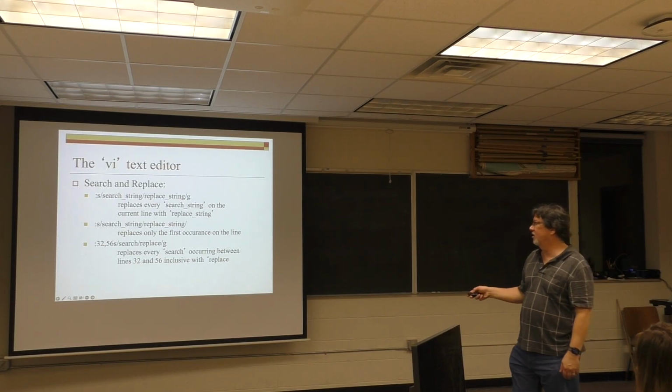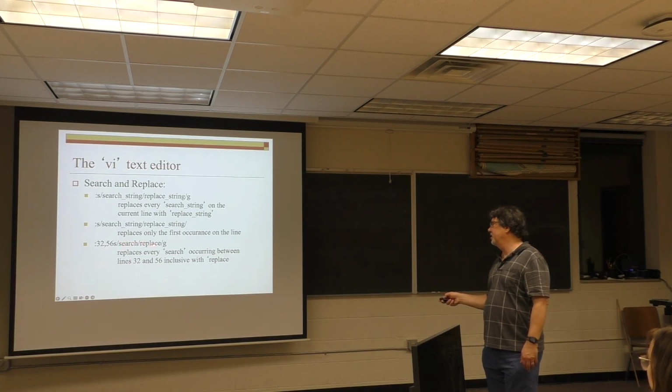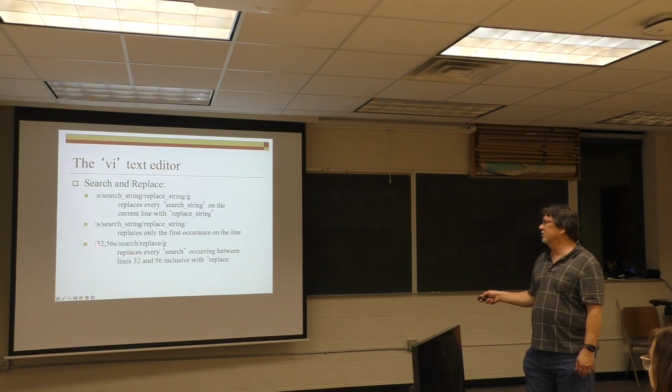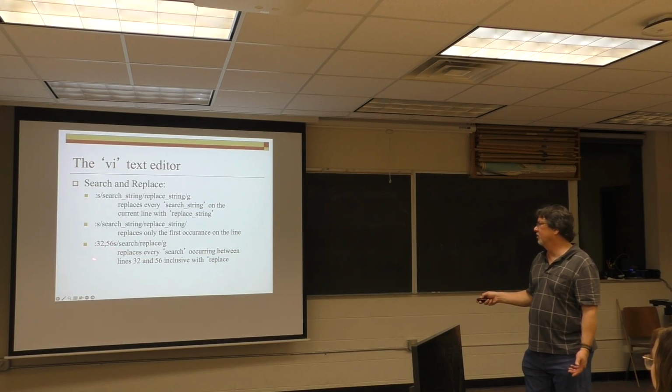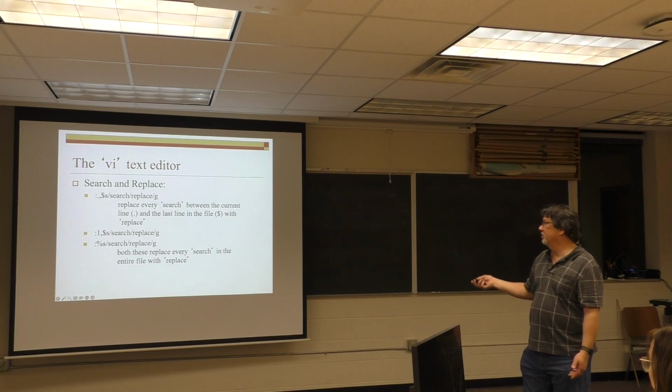So if you want to search from line 32 to line 56 and replace all searches with a replace, it'd be something like this: :32,36s/whatever you're searching for/what you want to replace it with/g. Substitute is what the s, I think, stands for, and the g means every occurrence on the line. And there's even other ways of doing it.